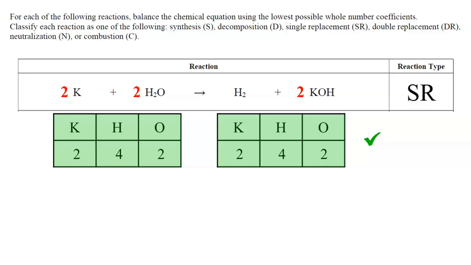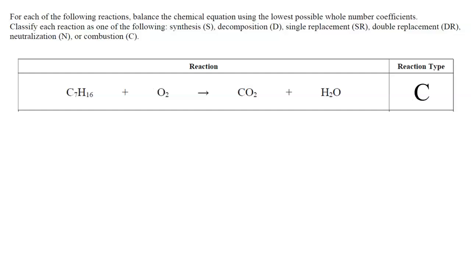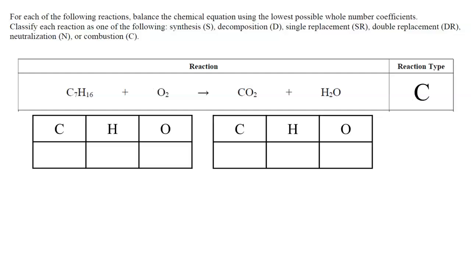Now let's take a look at our next chemical equation. And the elements involved in this chemical equation are carbon, hydrogen, and oxygen. On the left side of this equation, I see 7 carbons, I see 16 hydrogens, and 2 oxygens. On the right side of this equation, I see 1 carbon, 2 hydrogens, and there's a total of 3 oxygens because the CO2 formula contains 2 oxygens, and then the H₂O formula contains 1 oxygen, so 2 plus 1 is 3.